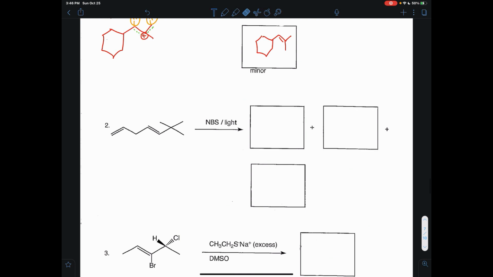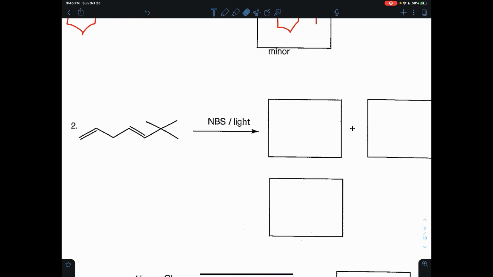NBS and light. This is neither a substitution nor an elimination reaction. So NBS is going to form a radical on an allylic carbon. Now, an allylic carbon is a carbon that's adjacent to a double bond. So this carbon right here is called an allylic carbon. A carbon that's right here is called a vinylic carbon. Just keep those 2 terms in mind, because it's multiple choice, so she might ask you a concept question. So just keep that in mind.